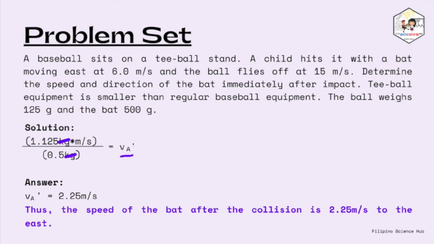So the speed of the bat after the collision is 2.25 meters per second and is moving to the east since it's positive. Again, remember to practice the use of the proper signs since it will determine the direction of your object after or before the collision. We also have to take note that in this problem we are given the grams of the objects, but we need to use the standard units of kilograms. So we have to simply convert our units to the appropriate units and use that in our equation.